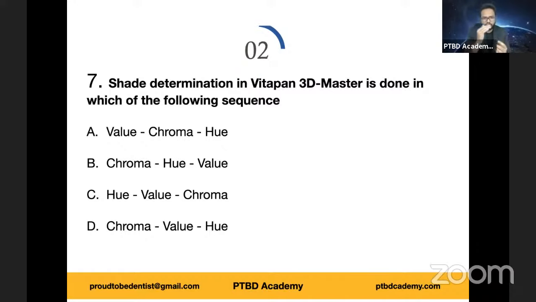Value, chroma, hue, or value, hue, chroma, or chroma, value, hue.